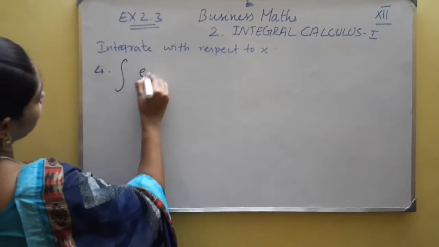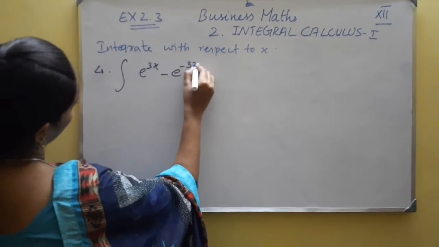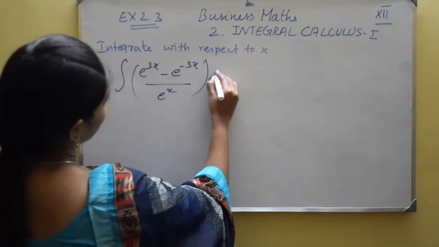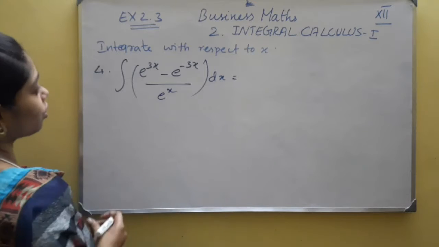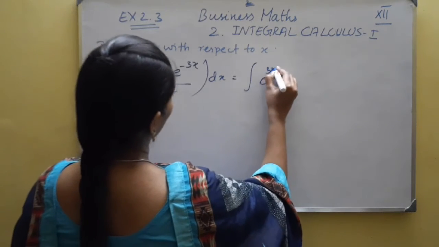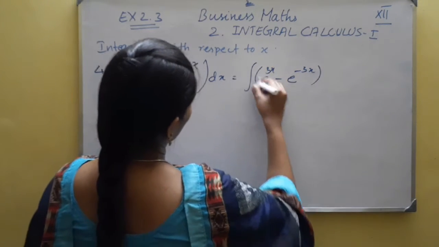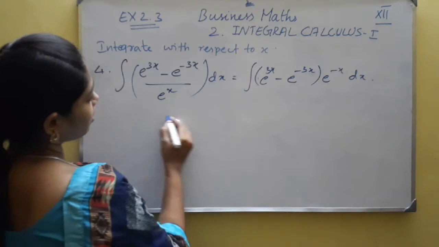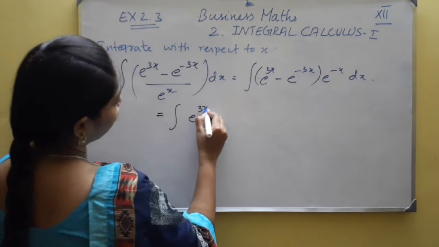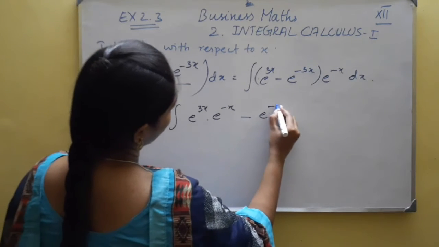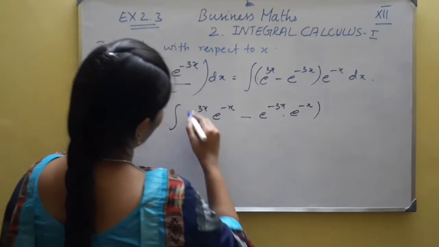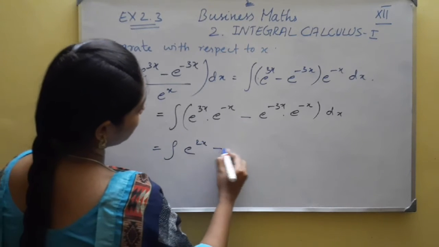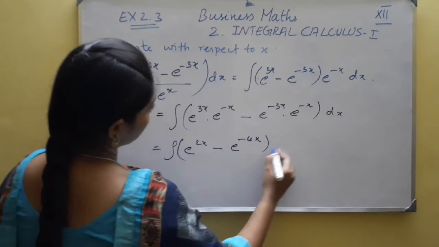Next problem, integral e power 3x minus e power minus 3x divided by e power x into dx. Take this denominator portion to the numerator part. You will get e power 3x minus e power minus 3x into e power minus x into dx. Now take this e power minus x inside the bracket. You will get e power 3x into e power minus x minus e power minus 3x into e power minus x into dx. Now bases are the same, powers can be added. This is e power 2x minus e power minus 4x into dx.